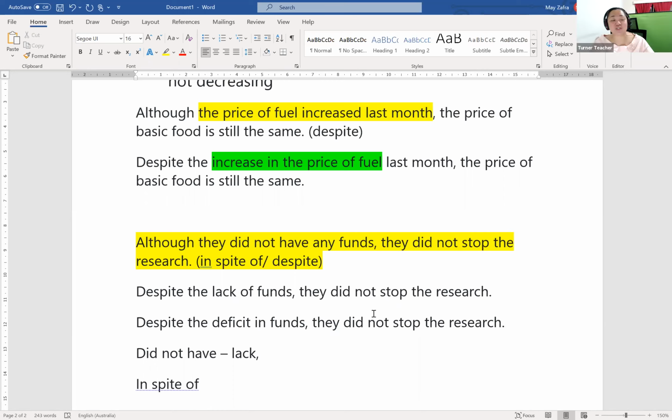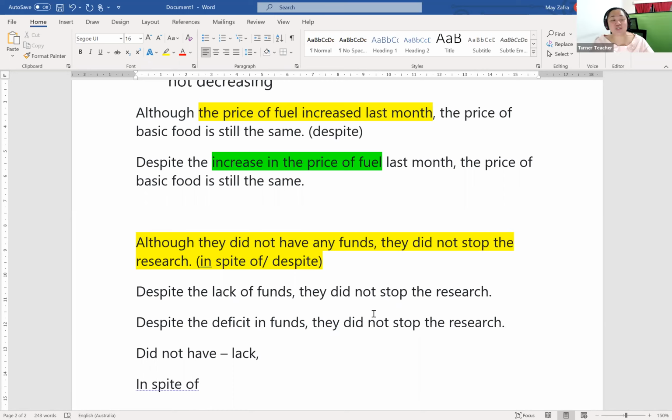Good. Despite the cold weather, we don't give up on fishing. Good. But Richie, we are not using this sentence. We are trying to change this sentence that I gave. In spite of insufficient funds, research never stopped. Yeah. Okay, good. Next practice.